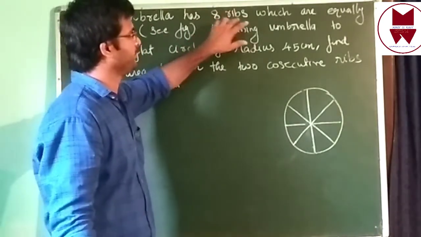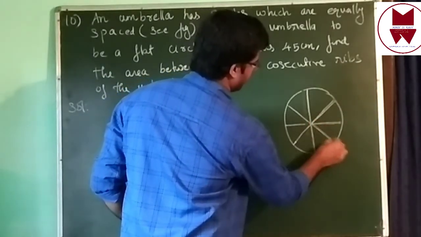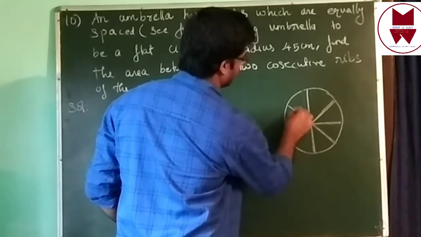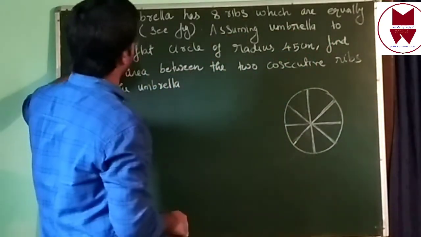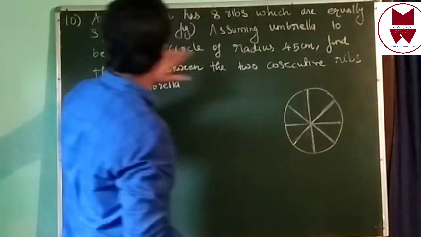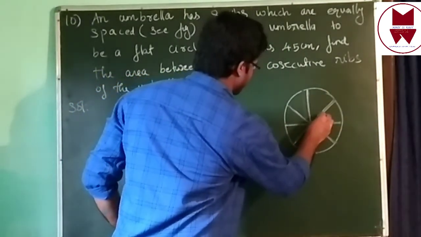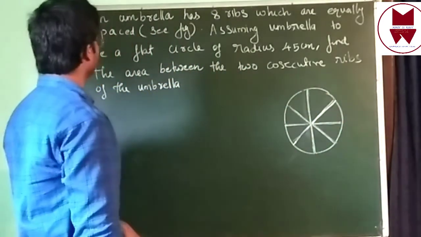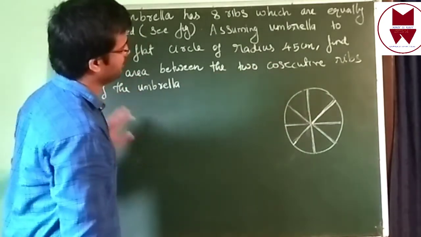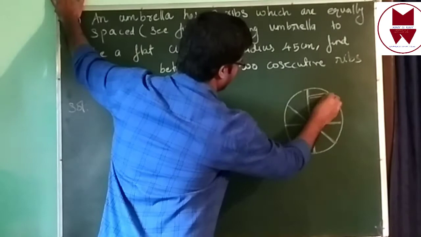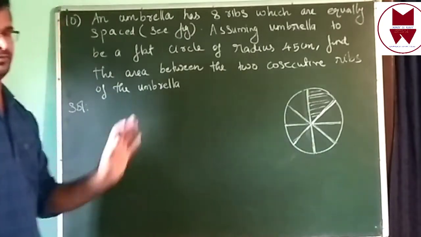An umbrella has 8 ribs. That means you can see in this figure total 8: 1, 2, 3, 4, 5, 6, 7, total 8 ribs. Then they are equally spaced, assuming umbrella to be a flat circle of radius 45 centimeter. That means one rib is 45 centimeter long. Find the area between two consecutive ribs of the umbrella. That means we have to find out area of one sector, only this part.